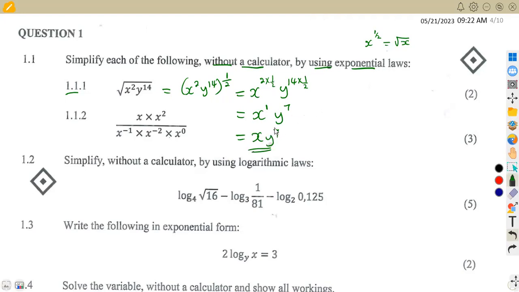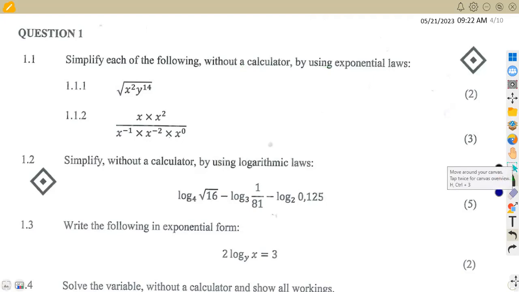So x to the exponent of 1 is just the same as x. You can just write it as x. All right, so this is how we can apply such typical questions. All right, we move on to the other part of the question, which is 1.1.2, where we are given, again, to simplify using the same exponential laws.